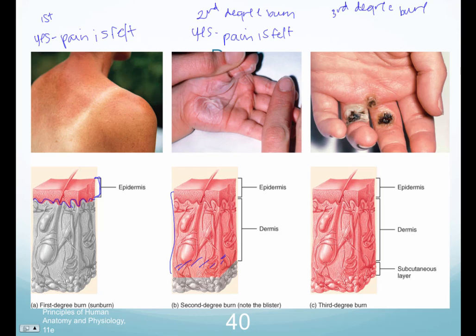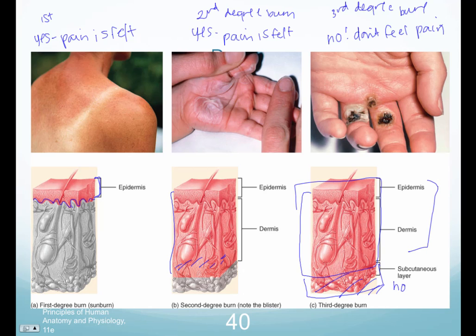we've burnt through our entire cutaneous layer, so all through our epidermis and our dermis, and now we can also burn part of this subcutaneous layer as well. And so do you feel pain? No, you don't feel pain. And why not? Well, because all of our pressure and pain receptors are found only here within our dermis and our epidermis. We don't have receptors, pain receptors, in our subcutaneous layer.